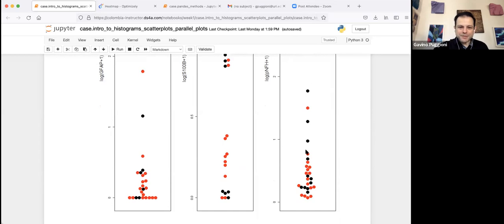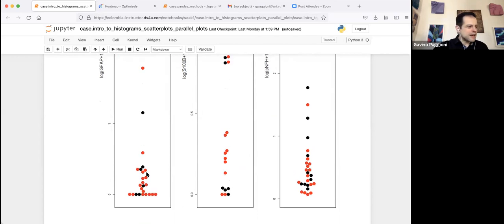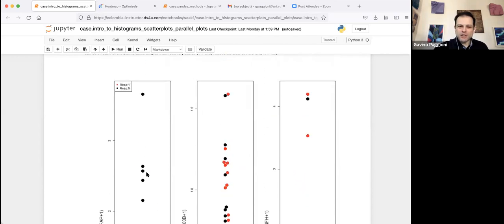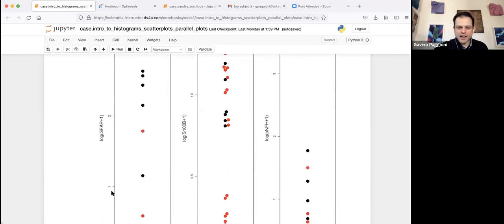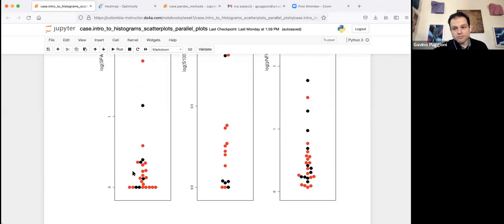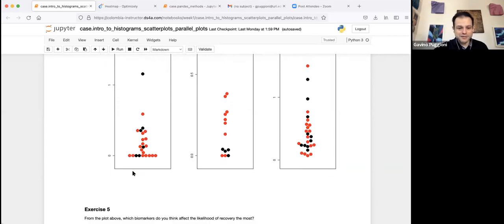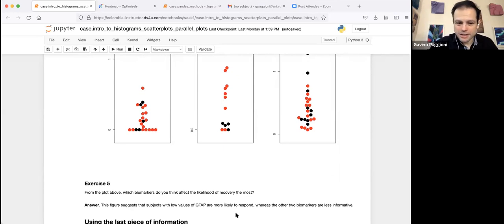So it's a little complex, but if we want to look at the absolute counts, we can see that most of the times, you're not going to recover if the GFAP is high. Although the GFAP could be low and still not recover. So, it's not a clear-cut answer. So we can only make statements in terms of probability of recovery. So the figure suggests that the subjects with low values of GFAP are more likely to respond, where the other two biomarkers are a little bit less informative.